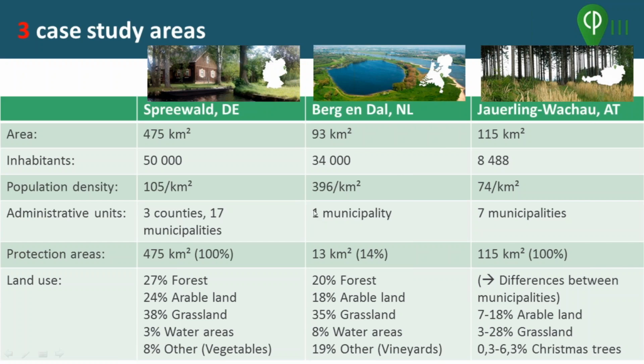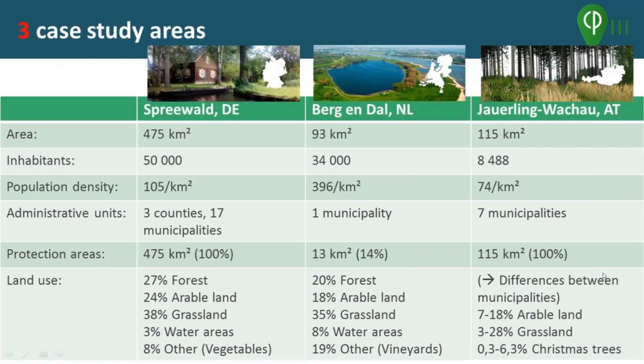In terms of population density, the highest population density was in the Netherlands, and Spreewald and Jauerling-Wachau both had fewer people. In terms of administrative units, the Biosphere Reserve in Spreewald stretches over 3 counties and 17 municipalities, either completely or in part. Then in the Netherlands, it was 1 municipality which cut across 3 different protection areas. And in Jauerling-Wachau, it was 7 different municipalities which were either completely or partly located within the nature park.